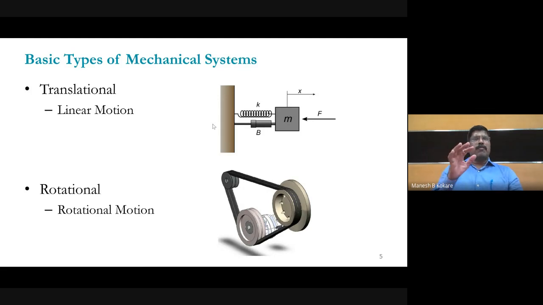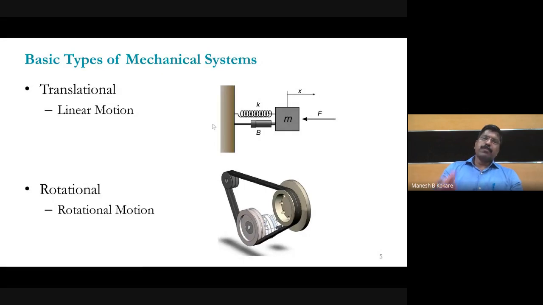You know that the basic laws used in electrical systems are Ohm's law, Kirchhoff's voltage law, Kirchhoff's current law, and so on. Whereas which are the basic laws used in mechanical systems? The well-known laws available for mechanical systems are Newton's laws. There are three Newton's laws, which we can use for obtaining the mathematical model of a physical system.